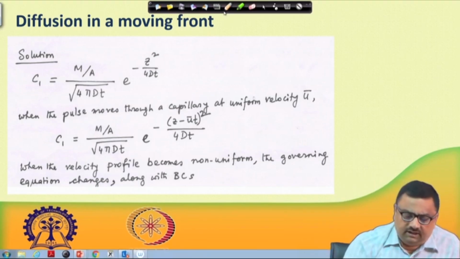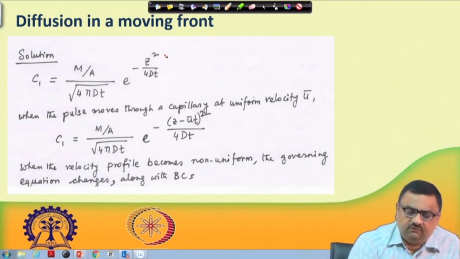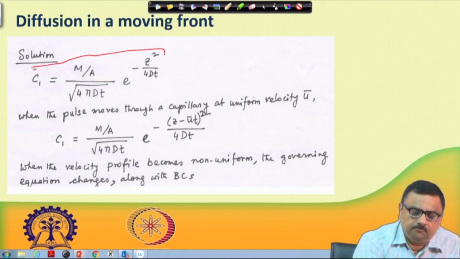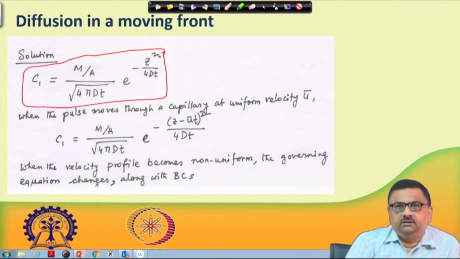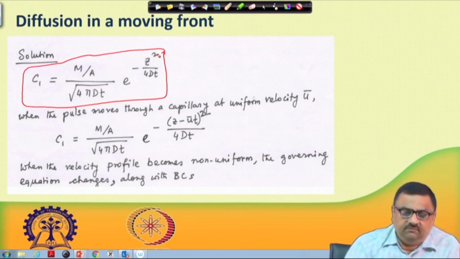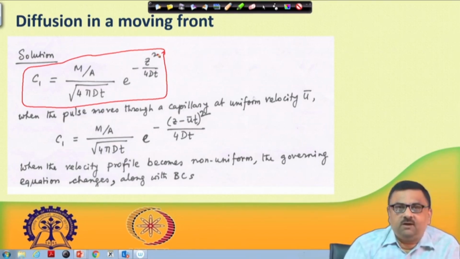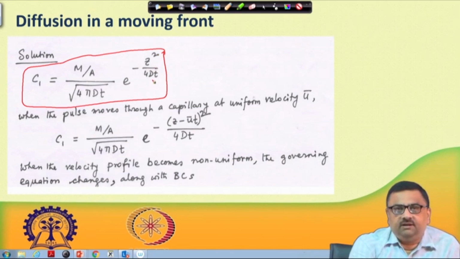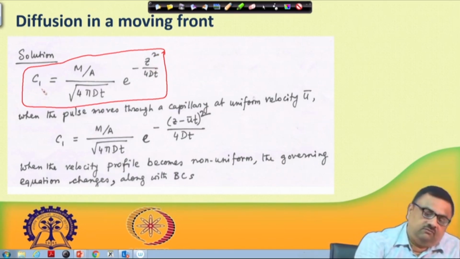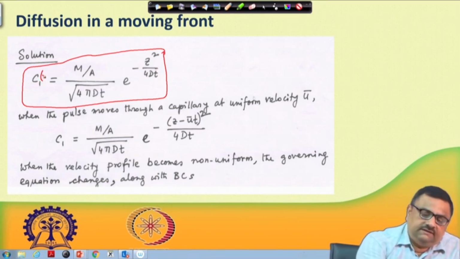This is what we have as the final form of the solution. What does it have? It has C1 is equal to m by A divided by square root of 4 pi Dt, e to the power minus z square by 4 Dt. First of all, what is C1? C1 is a function of z and t.